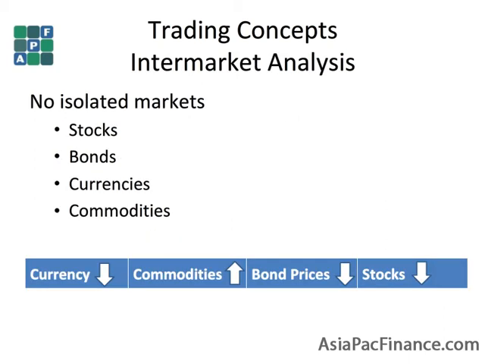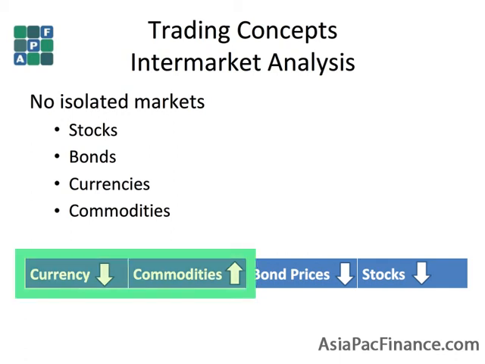With the rise of globalization and international trade, the various asset classes are interlinked and related. Some traders use relationships between and within markets to form decisions about the price direction of a particular asset class. This is one concept of trading. For example, in this blue table, we give an example of how stocks, bonds, currencies, and commodities interact.